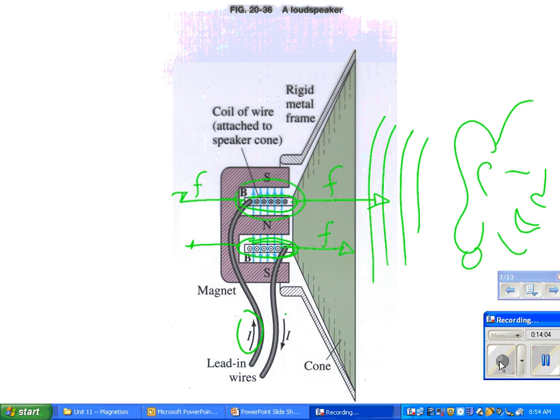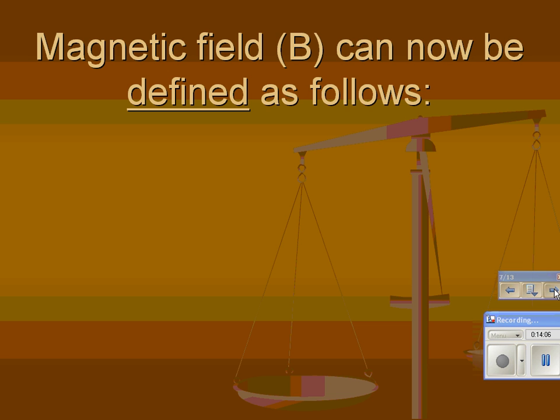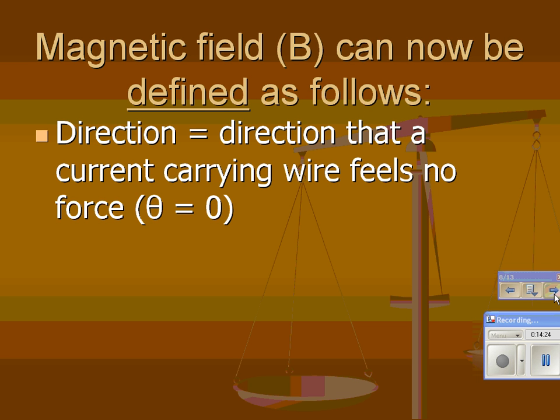So now we know how sound is made in speakers, which is kind of neat. We can now come up with a more concrete definition of magnetic field. We've talked about the direction of the magnetic field being the direction that a compass needle will point, but we don't always have a compass. So another way that magnetic field is defined is by the direction that a current carrying wire will feel no force. Okay? If you have a current carrying wire and you rotate it around, the direction where it is no longer feeling a force, you know that that wire is now parallel to the magnetic field.